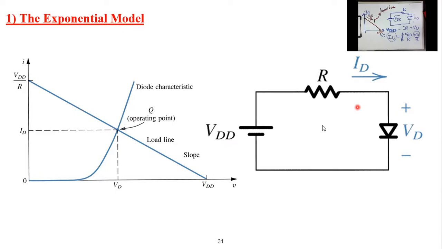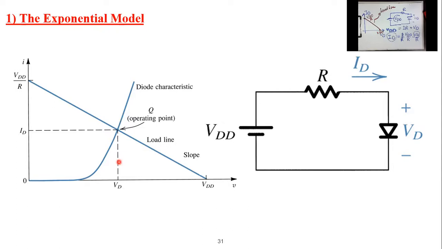You have to plot this curve to scale, which is an exponential curve. Usually this is very difficult to plot by handwriting. It's an exponential equation, and then you have to get this intersection point and get the exact ID and VD. That's why this solution, although it is the typical exact solution, is very rarely used in our handwritten solutions.